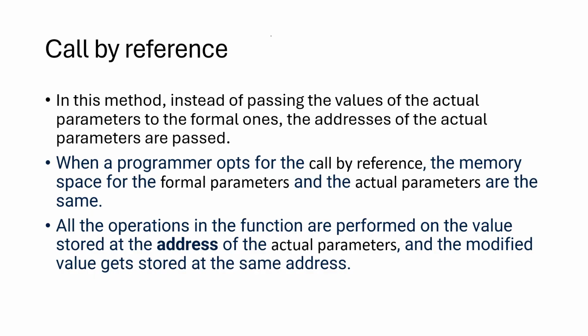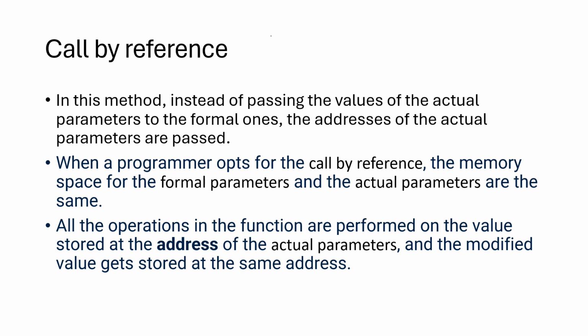Call by reference. In this method, instead of passing the values of actual parameters to formal parameters, the address of the actual parameters is passed. In call by value, the actual parameters are copied to the formal parameters, copying the variables during function execution. But in call by reference, the address of the variable is passed to the formal ones.